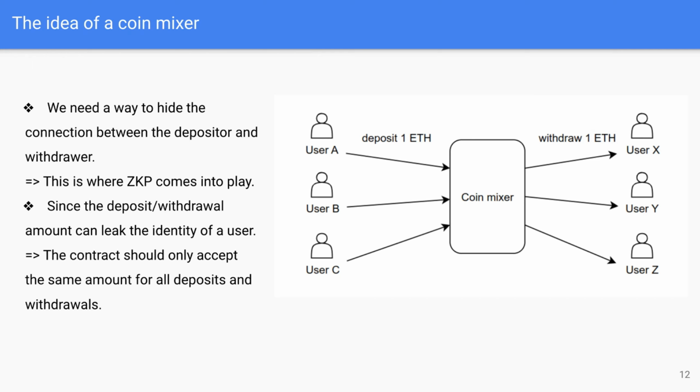Another thing to note is that the deposit and withdrawal amount can potentially reveal your identity. For example, if you're the only person who deposits and then withdraws one ETH in the contract, anyone can use this evidence to link the depositor and the withdrawer. So the contract should only accept the same amount for all deposits and withdrawals.